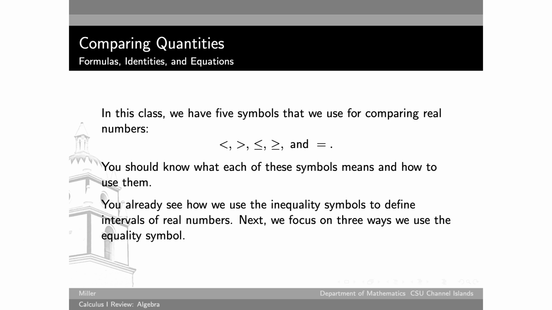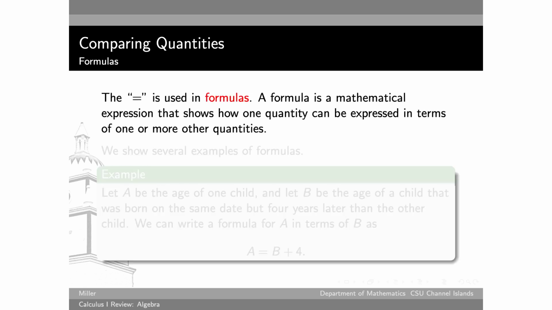You've already seen how we use the inequality symbols to define intervals of real numbers. Next, we focus on 3 ways we use the equality symbol. The equal sign is used in formulas. A formula is a mathematical expression that shows how one quantity can be expressed in terms of one or more other quantities. We show several examples of formulas.